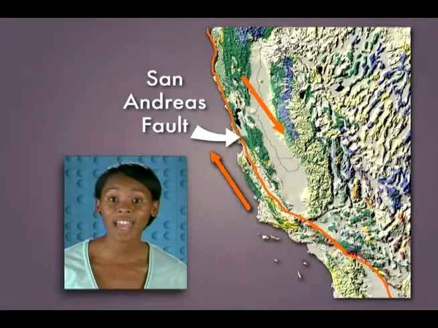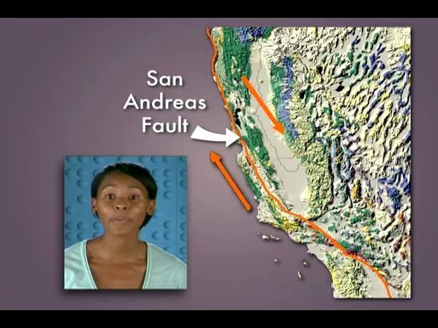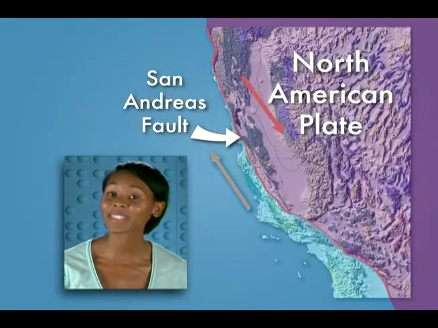Usually the stress is caused by the movement of tectonic plates at plate boundaries. You see, faults are often found near plate boundaries. The San Andreas Fault, for example, is near the boundaries between the North American Plate and the Pacific Plate.